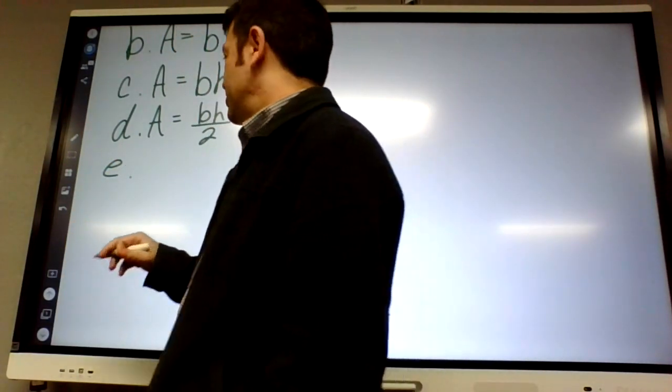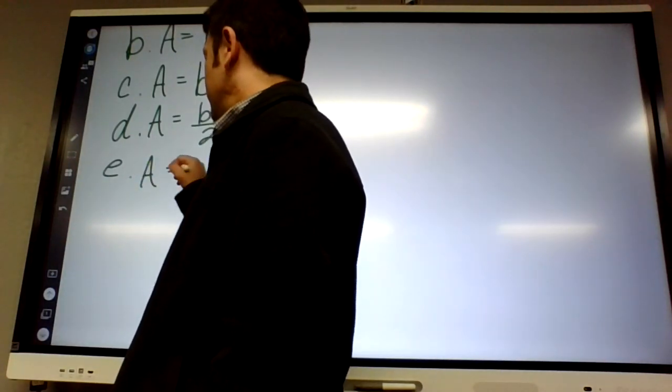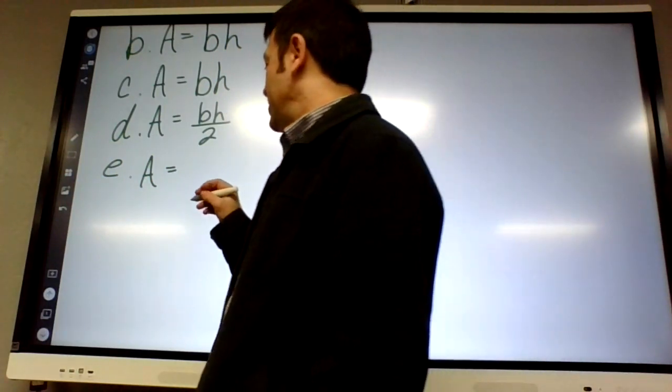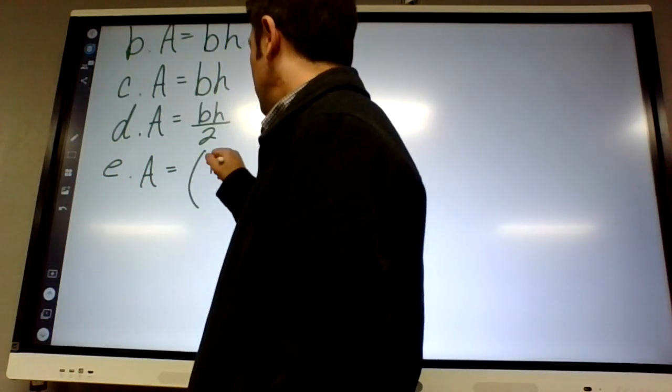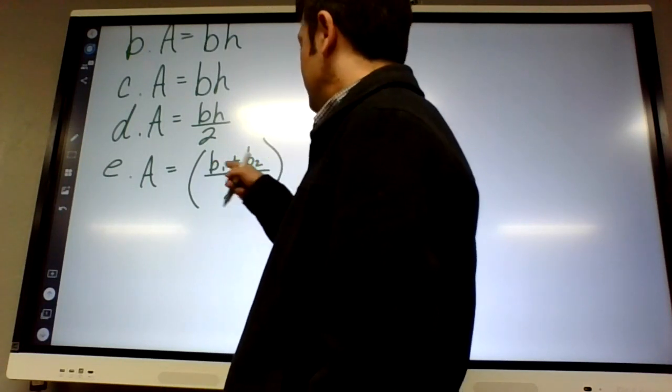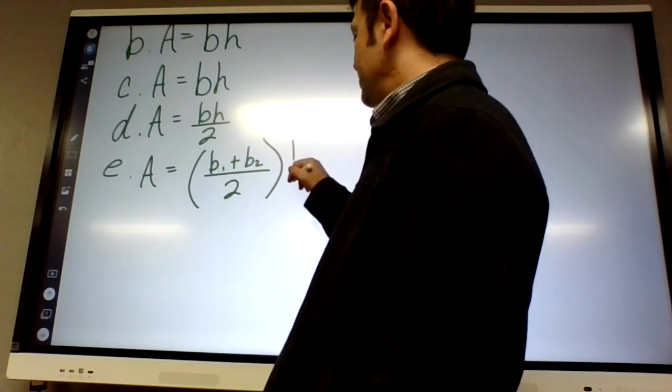E is trapezoid, okay? You might not remember this one from a couple minutes ago. How do you do trapezoid? The average of the bases and then height. Average of the bases, which is base plus base divided by 2, times the height.